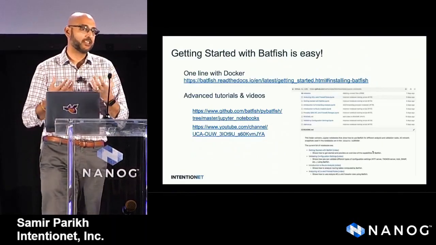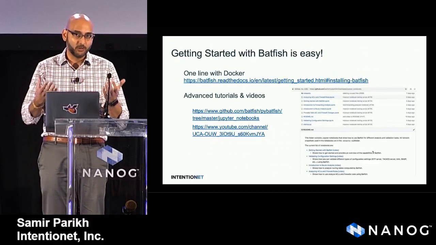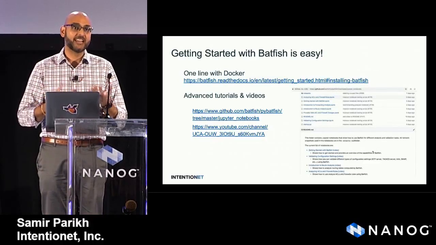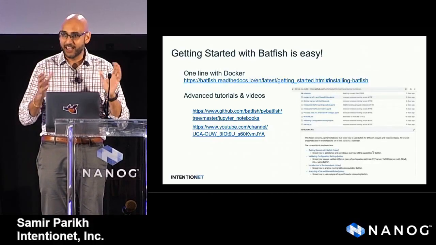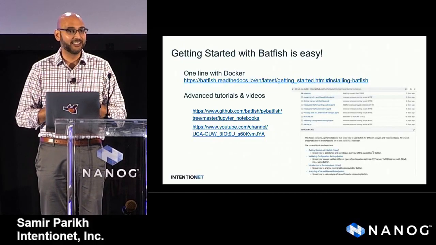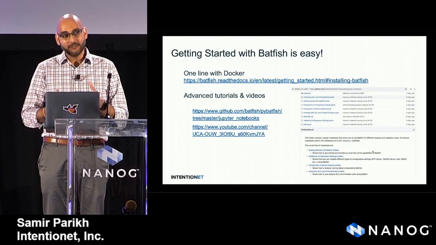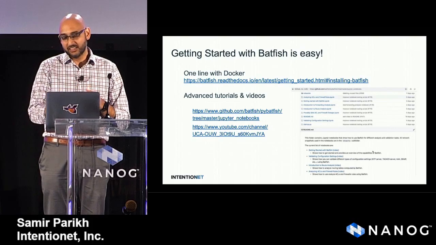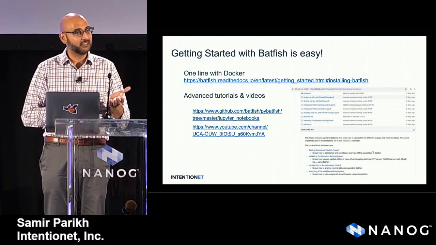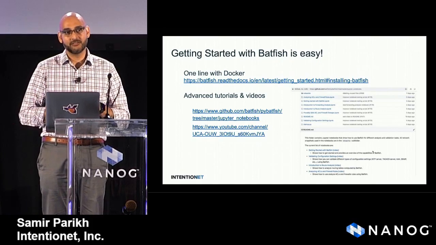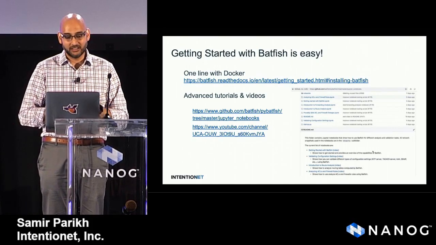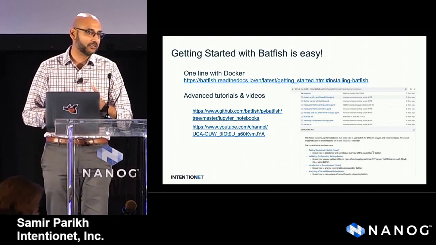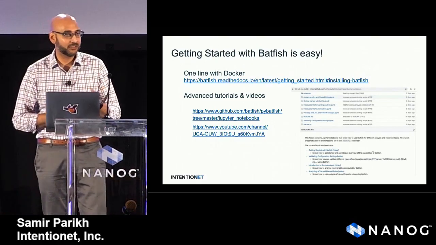So hopefully this gave you a sense of how you can use an open source tool, specifically Batfish, to analyze your routing policy changes. I know it's a little fast, and it's hard to look at code in a live demo, but everything you need to get started is there, and it's easy to get started with Batfish. There's a Docker container that you can download from Docker Hub. The Read the Docs has instructions on how to get set up, how to install it. We've put out a number of tutorials for how you interact with Batfish.